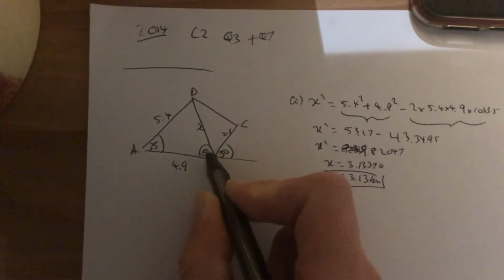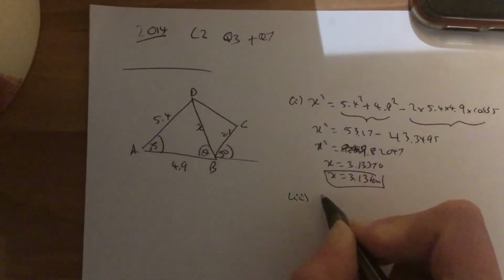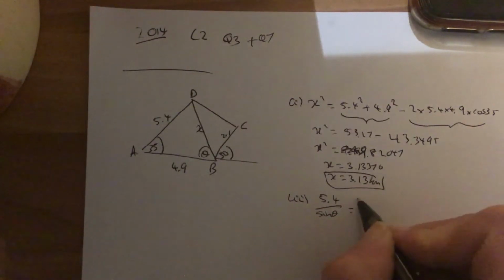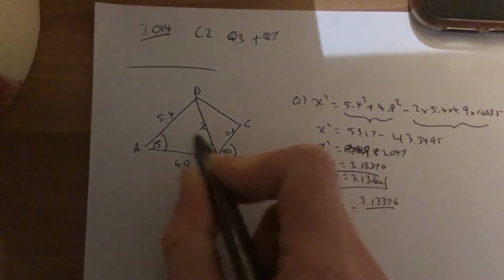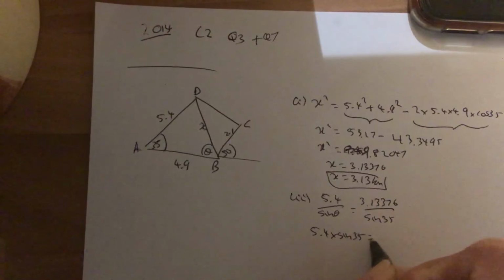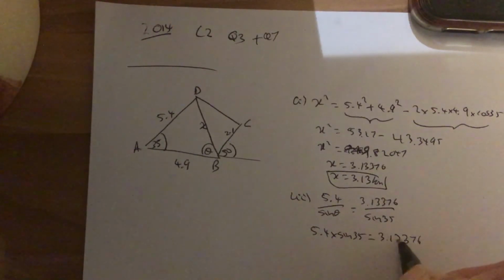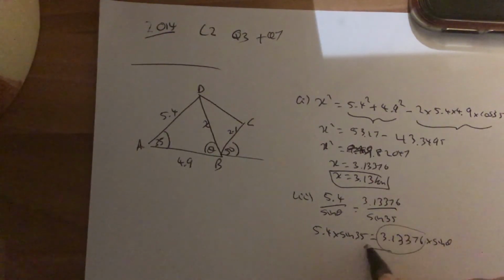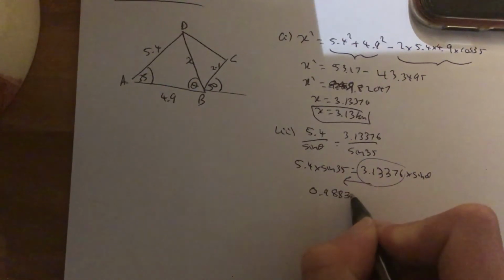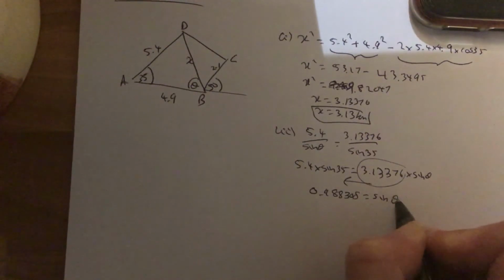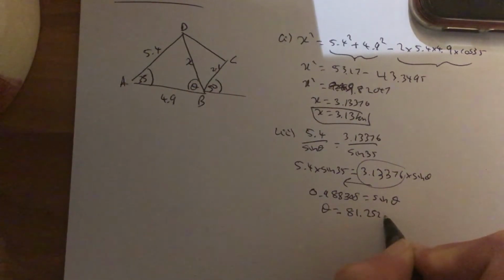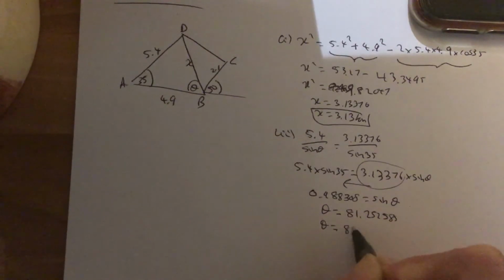Part 2 was finding this angle, so I'm going to use the sine rule. So 5.4 over sine, the opposite angle, equals the side. So I'll use this x, but I'll use it in its more accurate form, more decimal places, over sine 35. Fraction equals fraction, so cross multiply. 3.13376 times sine theta. Bring this across and it becomes a division. And you will be left with 0.988308 equals sine theta. So bring your sine across, inverse sine gives you a theta of 81.252585. So theta is 81.3 degrees.